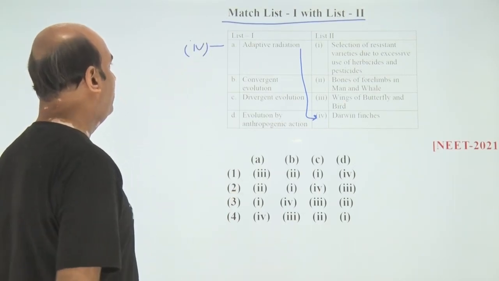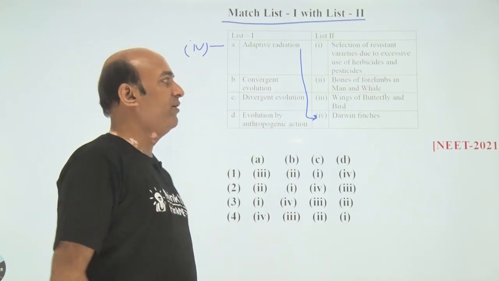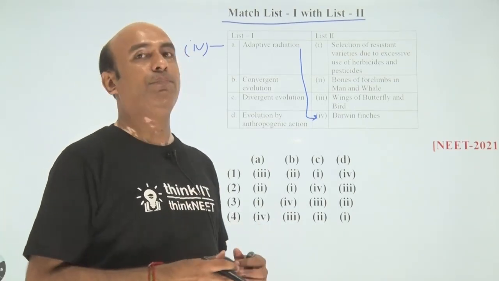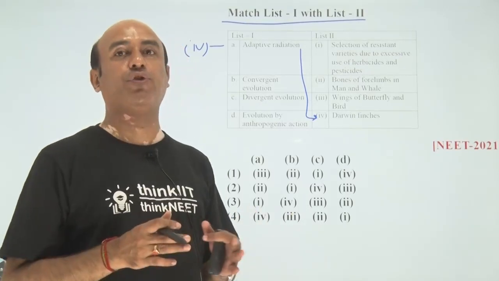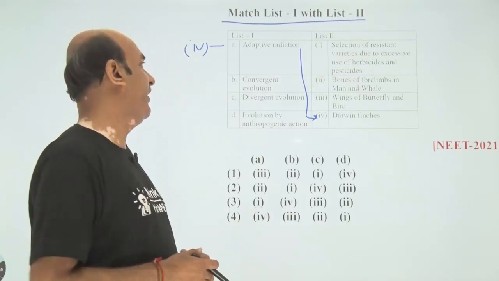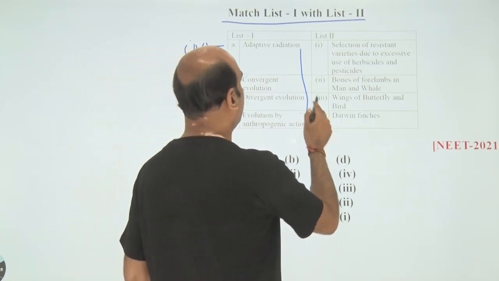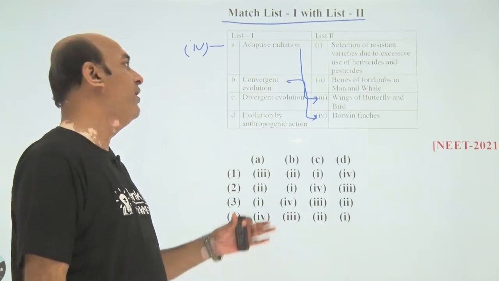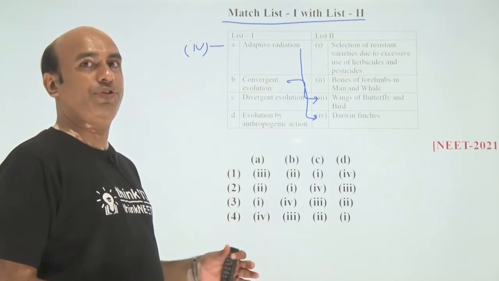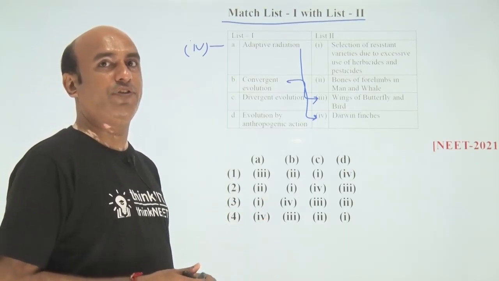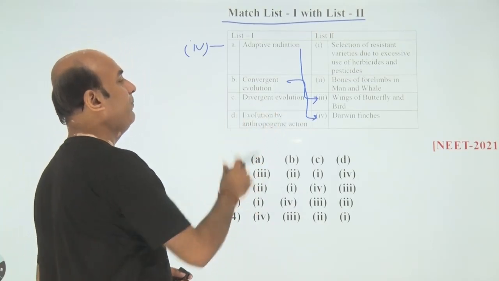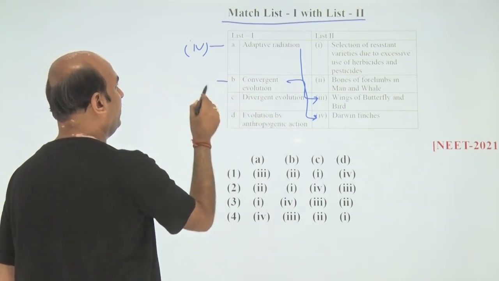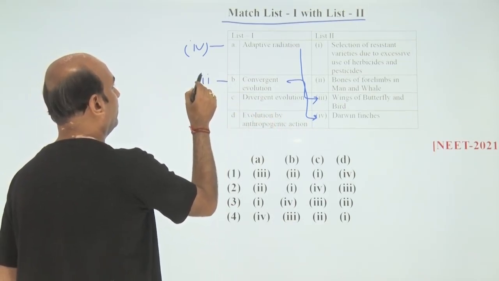Now B, convergent evolution. We know that student, the wings of the butterfly and bird both represent convergent evolution. So the example of convergent evolution comes from the wings of the butterfly and the bird, both having the same function for flying. So it belongs to convergent evolution. So I am writing here B is matching with 3.